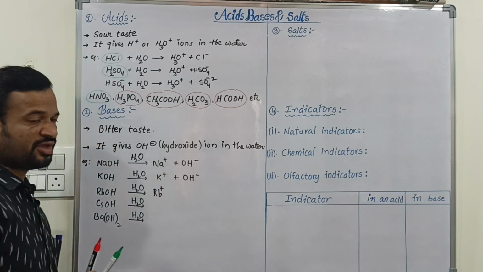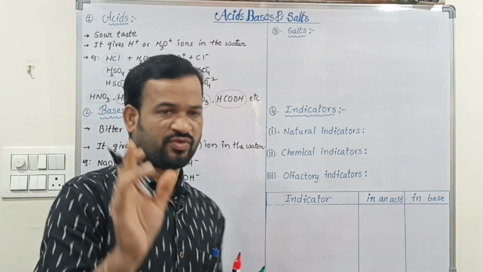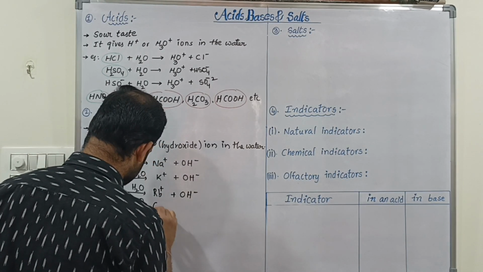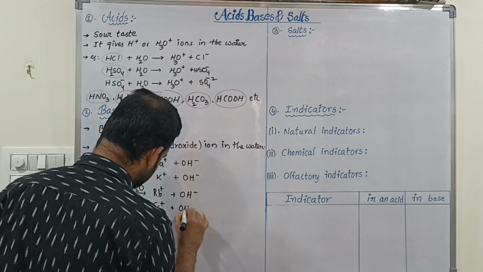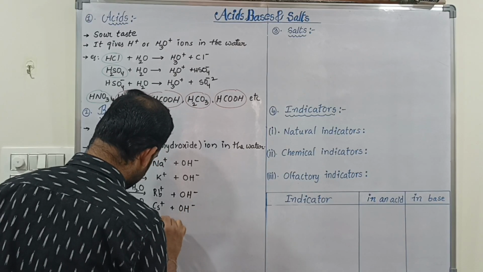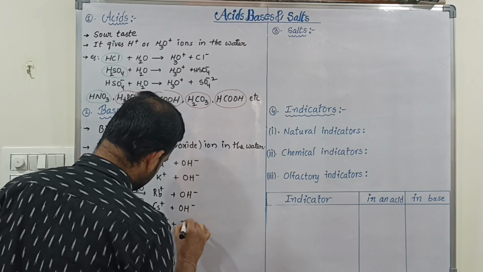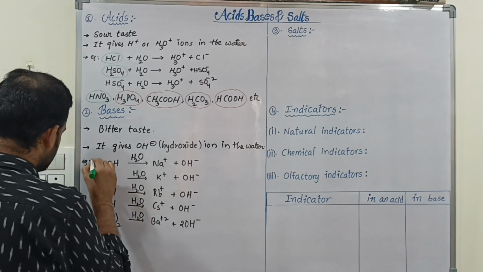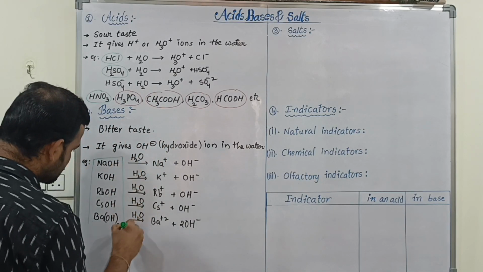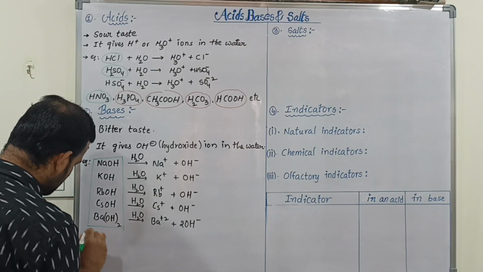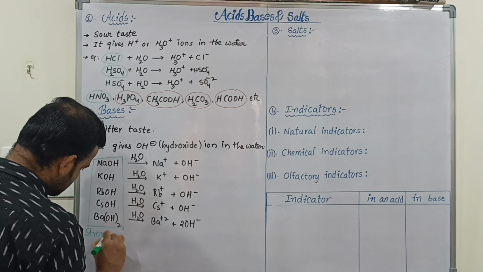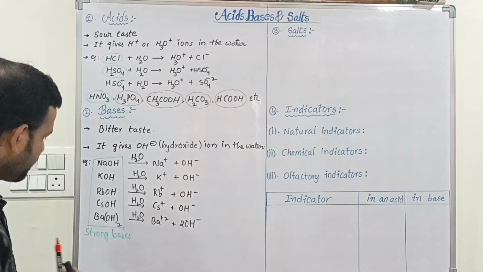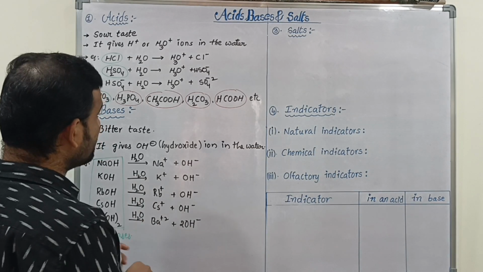And the remaining bases all are weak bases. Cesium gives Cs plus OH minus and barium gives Ba 2 plus 2 OH minus. These all are strong bases. Understand? Okay, so what are the weak bases?